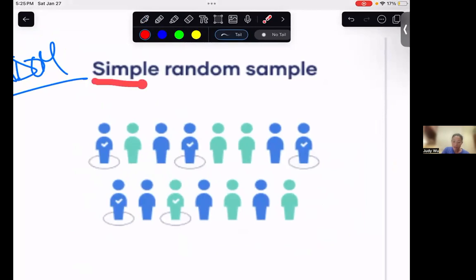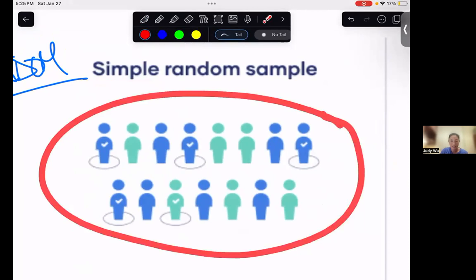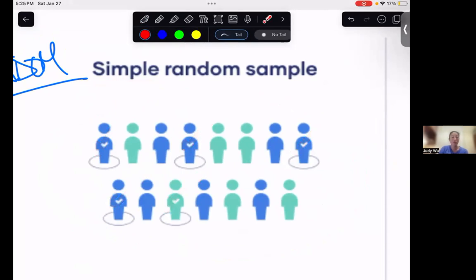We have something called a simple random sample, where basically in a whole group of people all mixed together, we just kind of pick some people. So some random people. That's it. We don't really care. We just pick, in this case, 1, 2, 3, 4, 5 people. That's it. Okay.